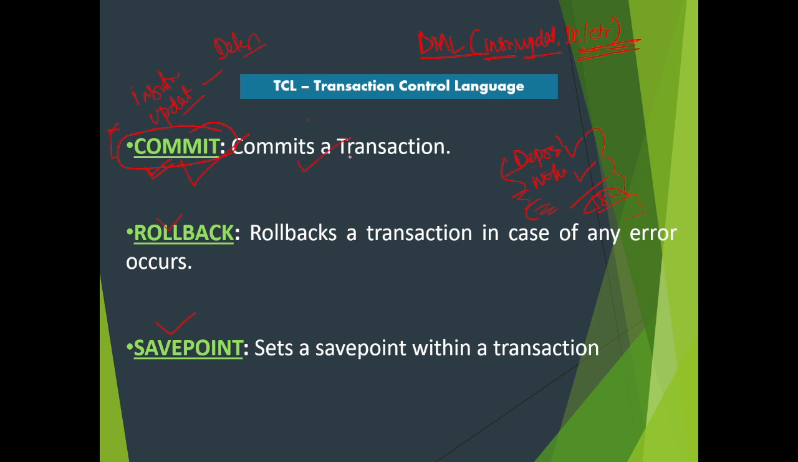Commit means permanently save the transaction, permanently save the data in the database. Guys, please ignore the mistakes I'm making, like spelling mistakes, that's fine. So commit means permanently save. Rollback means what?